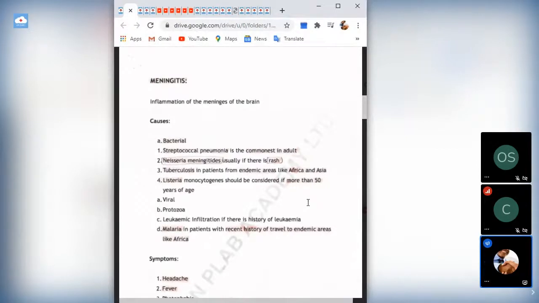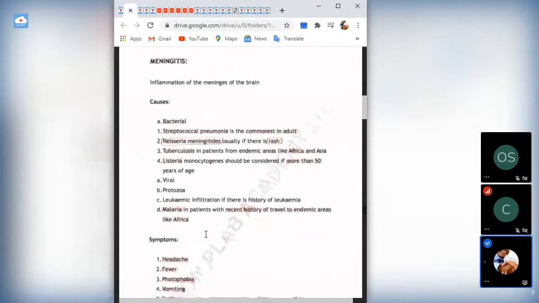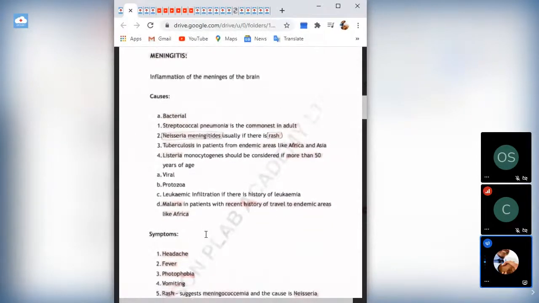Now for things like protozoa and fungi, Cryptococcus should come in, and it's usually for immunosuppressed patients. Then leukemic infiltration, where there's a history of leukemia. Then malaria in patients with recent history of travel to an endemic area, like a patient that doesn't have immunity. Remember, cerebral malaria presents with meningitis-like features.